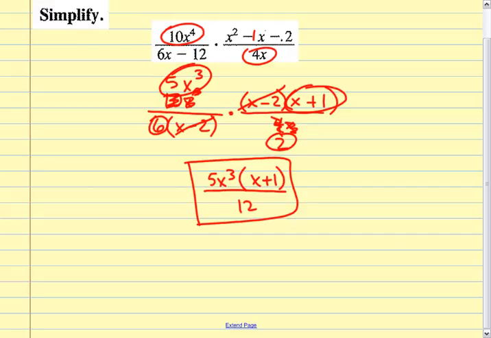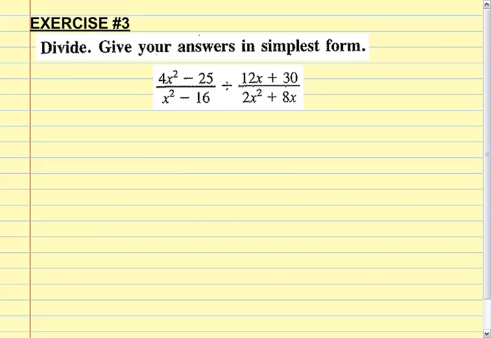Okay? Now, let's go ahead and look at the next one. Exercise number 3, it says divide. Okay? It's the same thing. I just need to flip the second one and multiply.